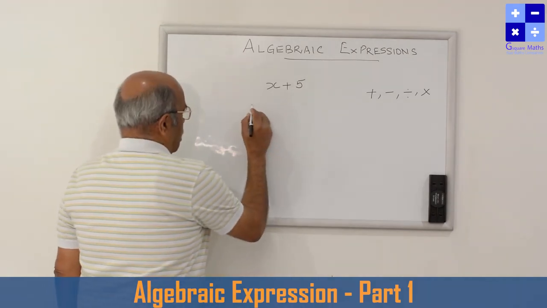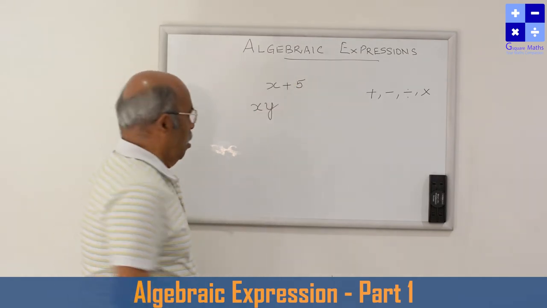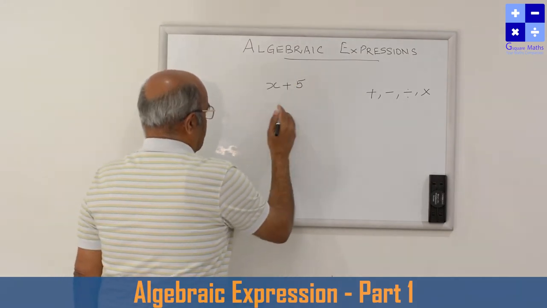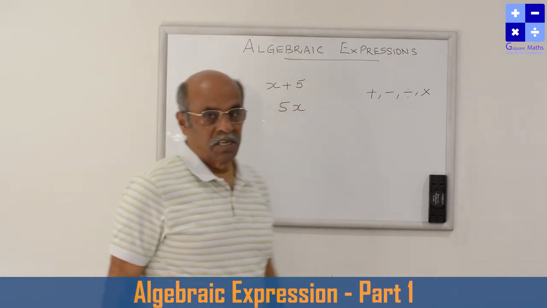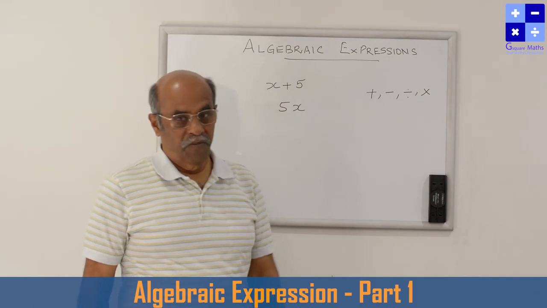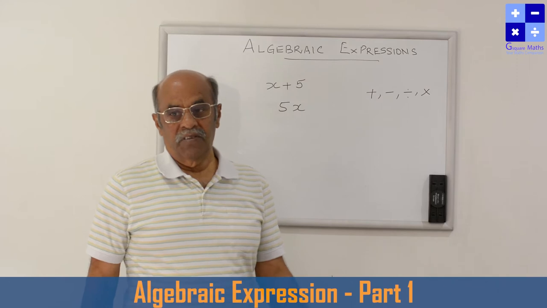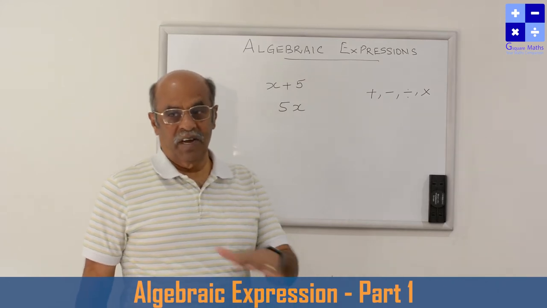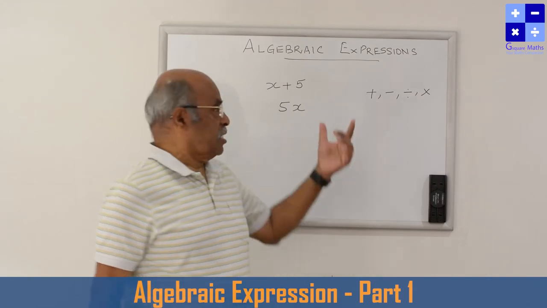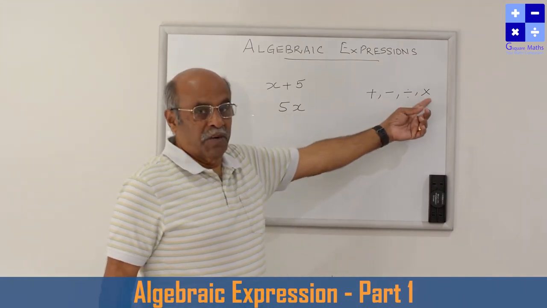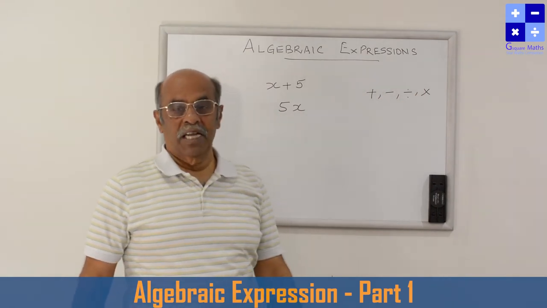Another example: xy, or you can take 5x. 5x is also an expression. Why? 5 is a constant and x is a variable. 5 and x are connected by the multiplication sign, a fundamental operation. And this is an algebraic expression.